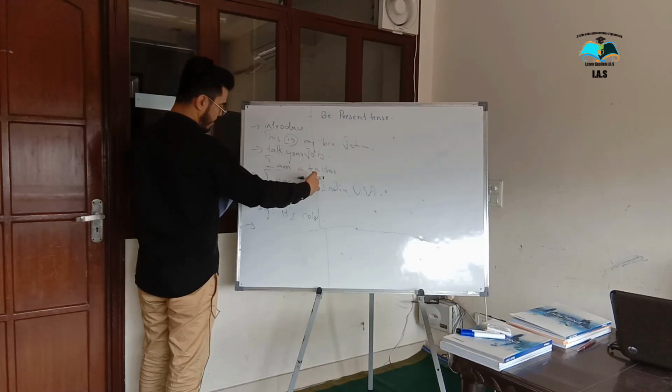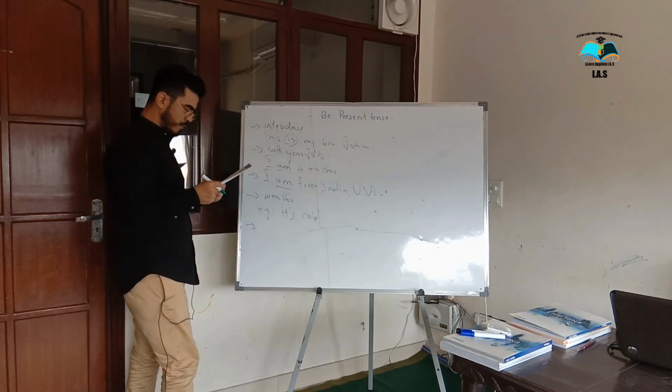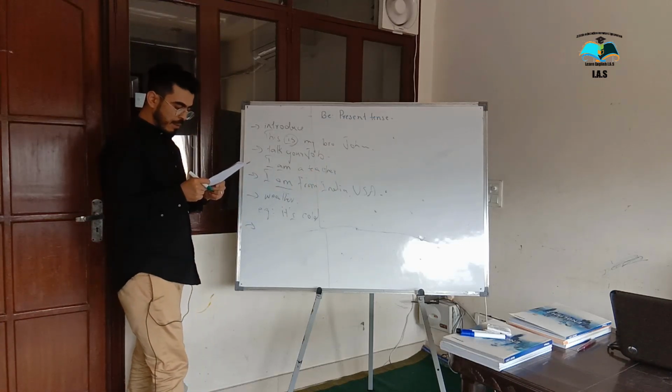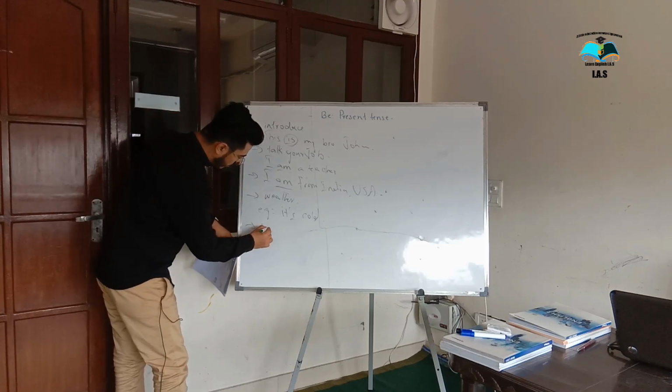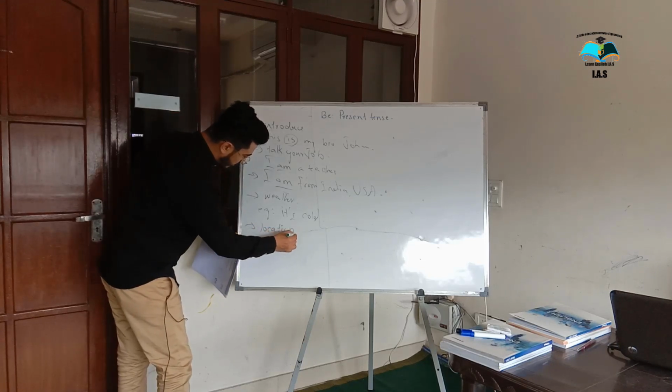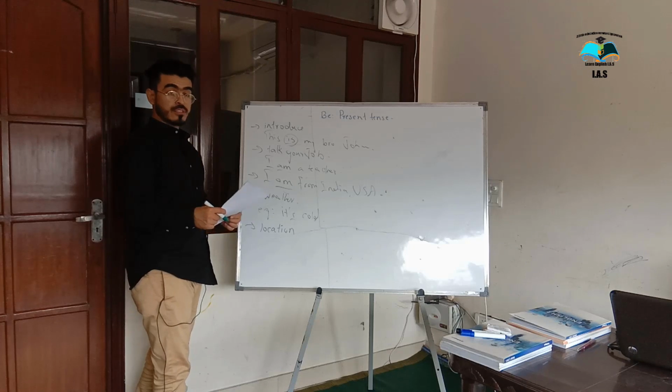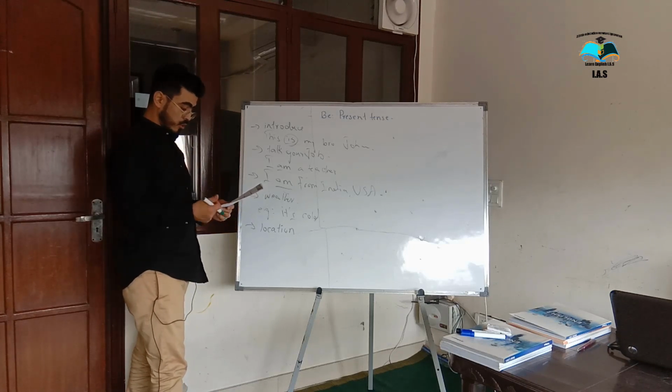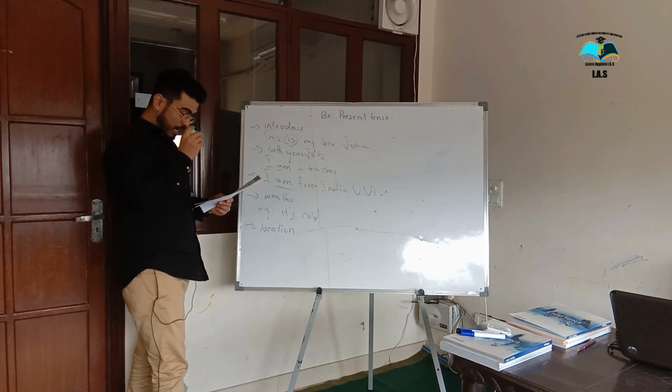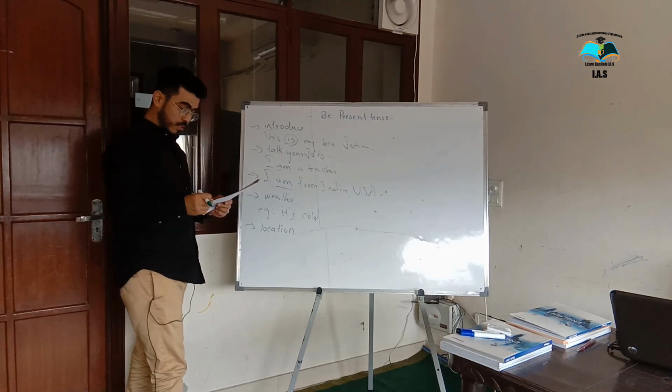1, 2, 3, 4. So now let's go to the fifth one. We use be when we talk about the location. So locations are also introduced with the to be. Locations are also used with be.